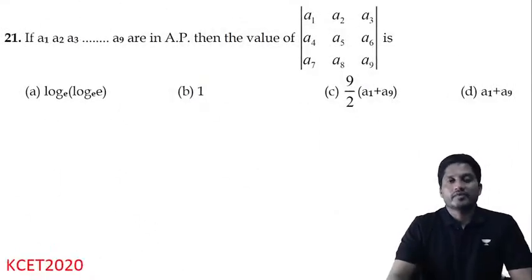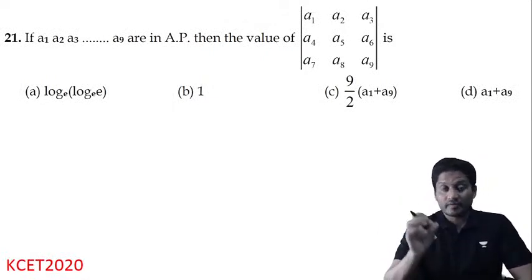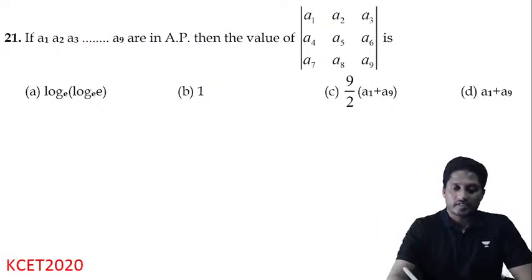Okay, question number 21. Whenever the arrangement of numbers is in AP in a 3 by 3 determinant, the value of the determinant is always 0. I'll give you an example.